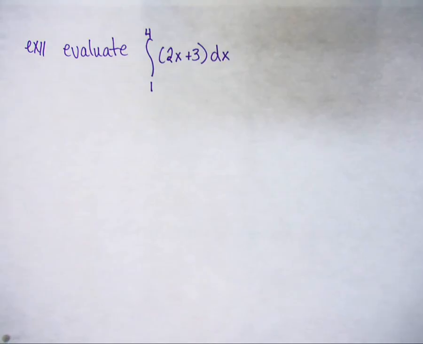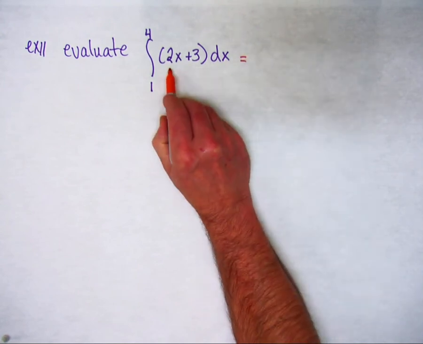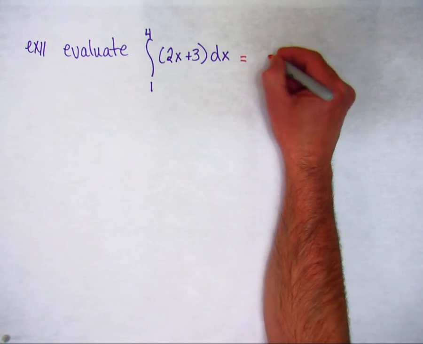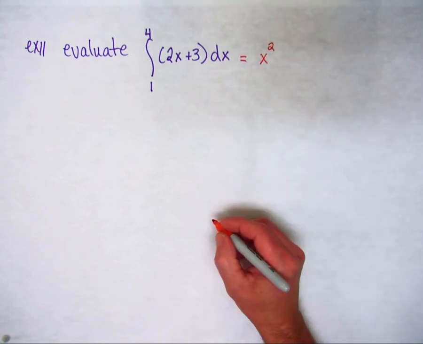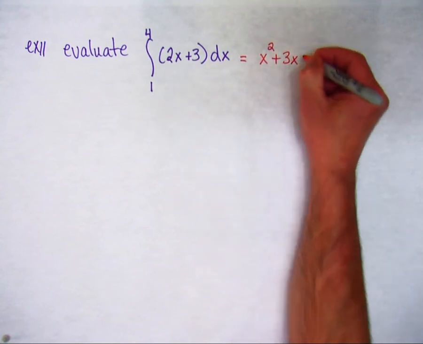In this example, we're being asked to evaluate the definite integral between 1 and 4 of the function 2x plus 3 with respect to x. So the first thing we have to do when we calculate any integral, whether it's definite or indefinite, is we need to find the value of the integral. So of course here we're just going to use our power rule. So we need to find the antiderivative of 2x. So we add 1 to the exponent, which would be 2 divided by 2, and we'll get x squared. And then the antiderivative of 3 would be 3x.